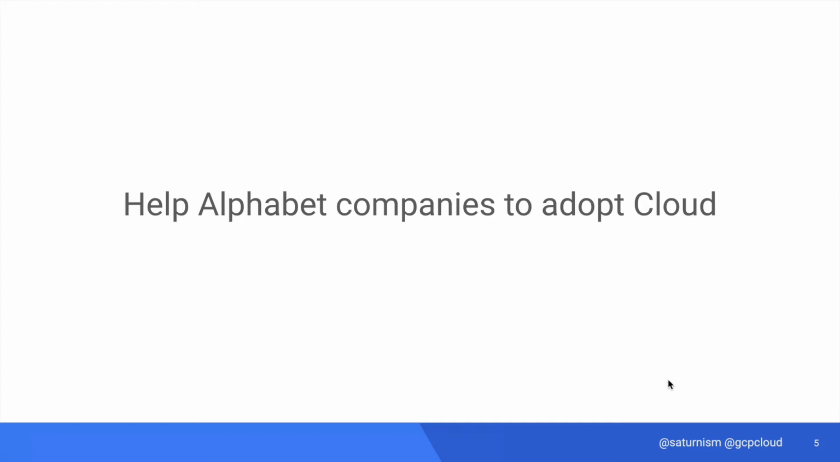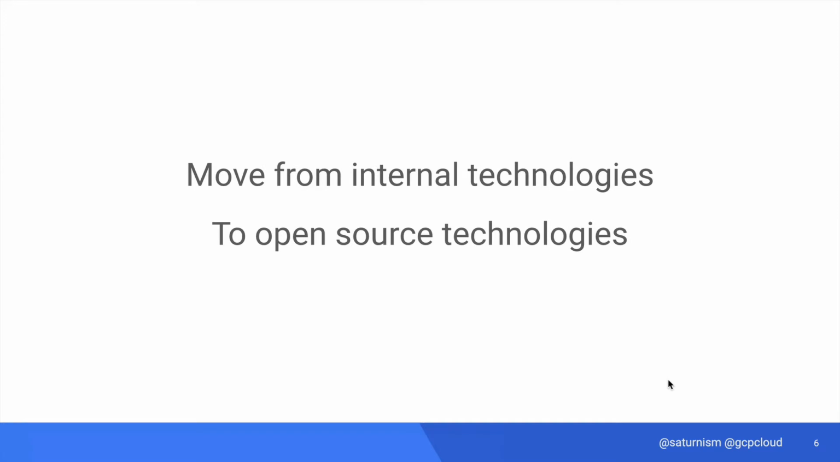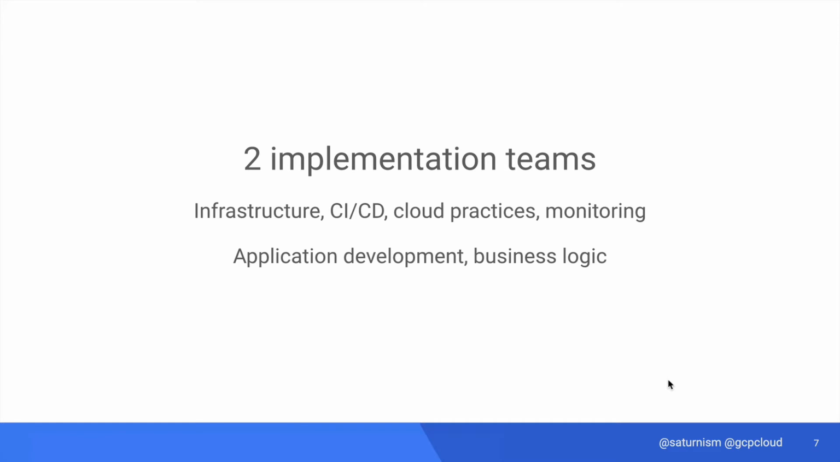The project was to help an Alphabet company to adopt cloud. So instead of using Google's internal platform with Google's internal frameworks, the team had to use a public cloud and many open source components like Kubernetes, Spring Boot framework, and more. To do this, we formed two different teams. One team focused on the cloud infrastructure and many of the DevOps concerns, such as provisioning the infrastructure, CI/CD pipeline, monitoring, alerting, and security, and more. The second team focuses on the application development and the business requirements.